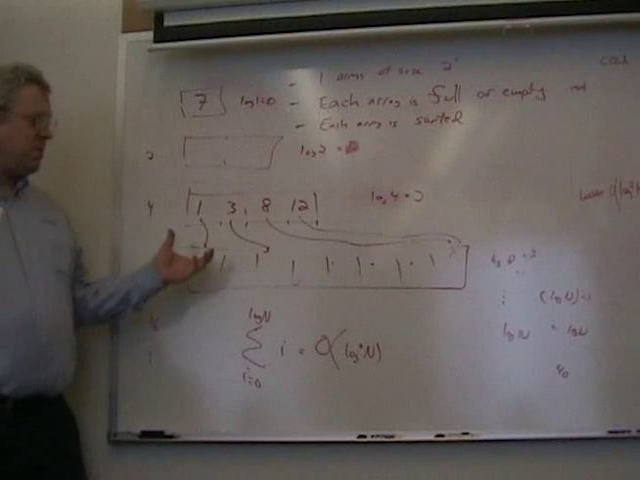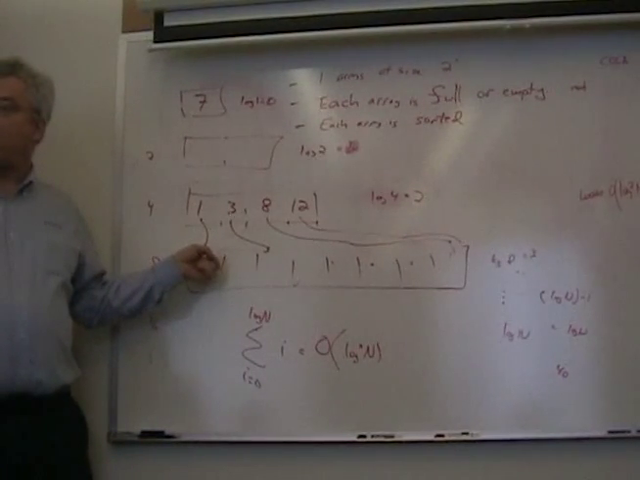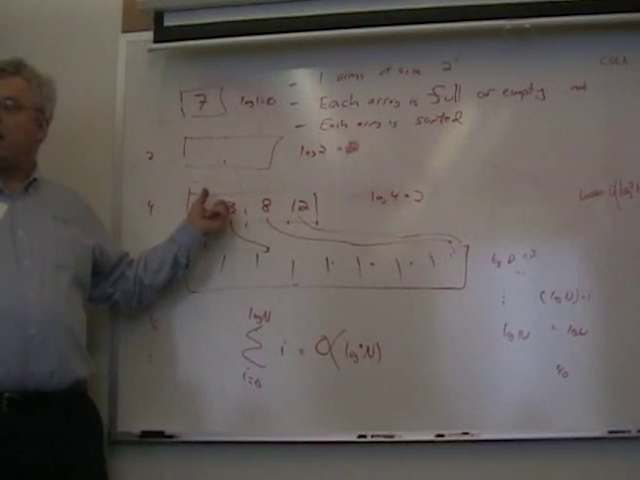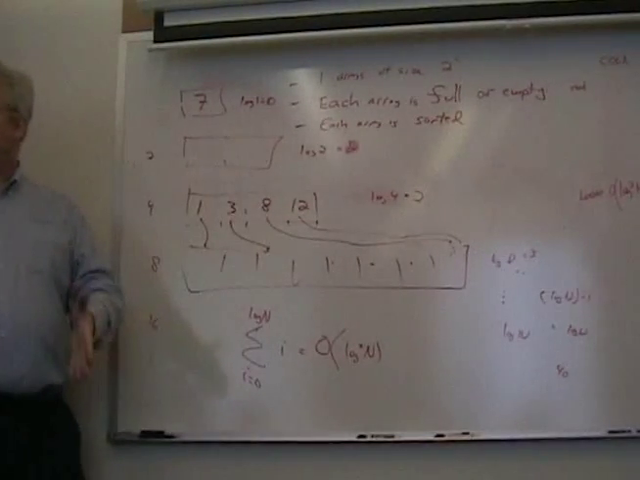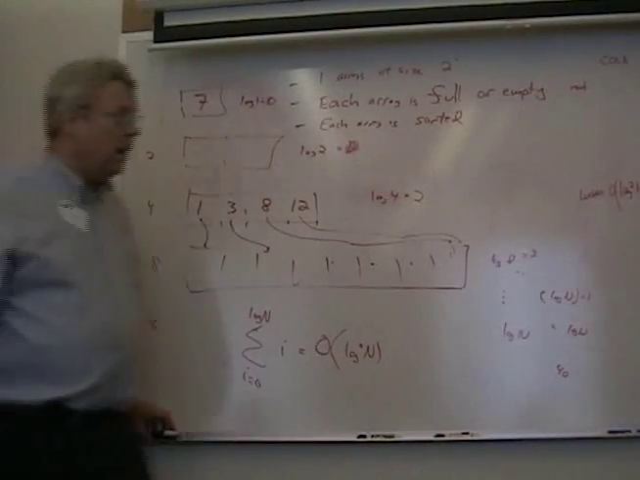Because basically, if this array is half the size of this array, and then I throw in 1 in 10 items on the next array, so I've made this array 20% larger, it's still a geometrically increasing set of arrays. So that basically doesn't affect the analysis.